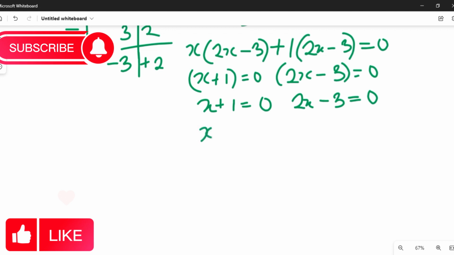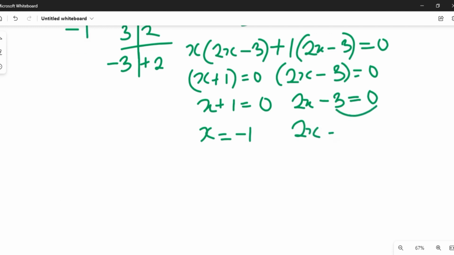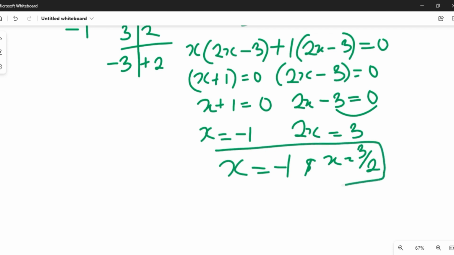Our x here will be equal to minus 1, and for 2x, if 3 goes here, it will be equal to 3, and then our x will be equal to 3 over 2. So our x values here are equal to minus 1 and what? 3 over 2. Those are the solutions we got using the factorization method.